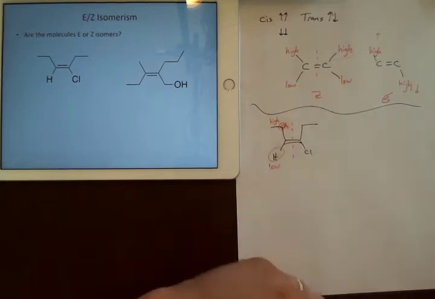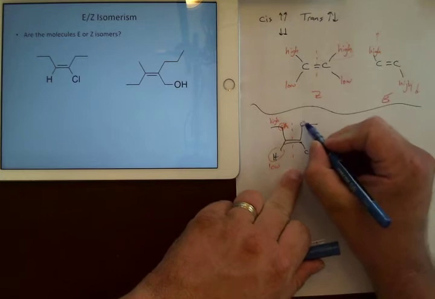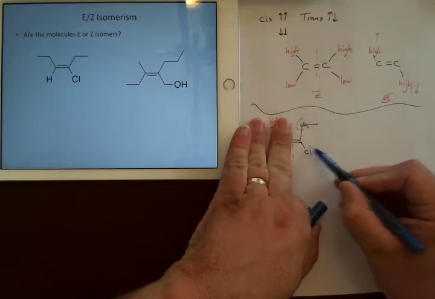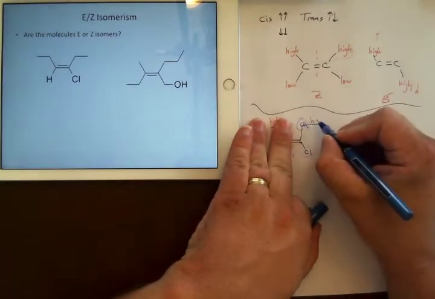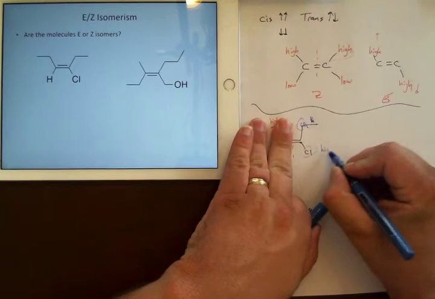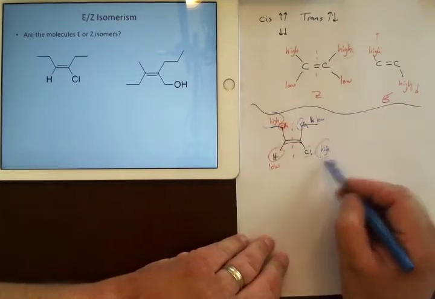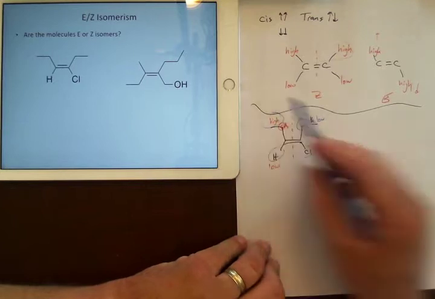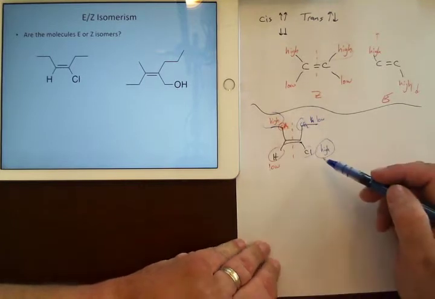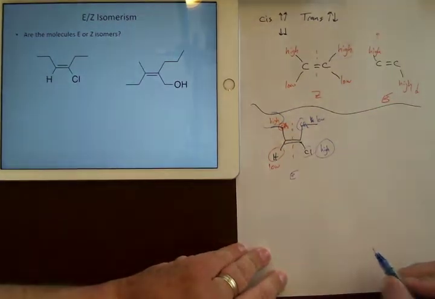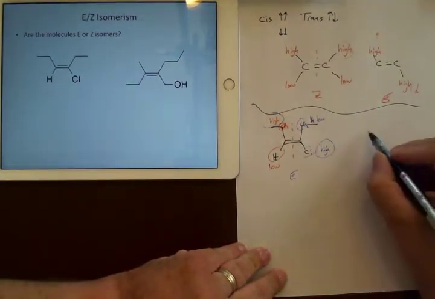On this side, it's a CH2 here, so for this side, it is carbon versus chlorine. So this is going to be the high, that's going to be the low. On this side, the high is going up. On this side, the high is going down. They're not on the same side, so it's E.